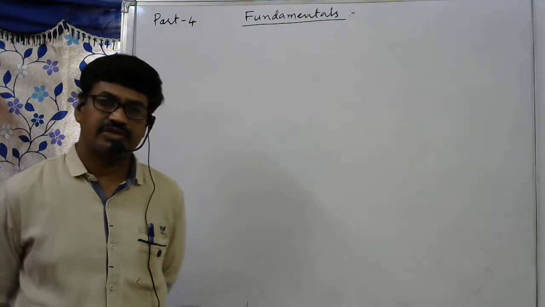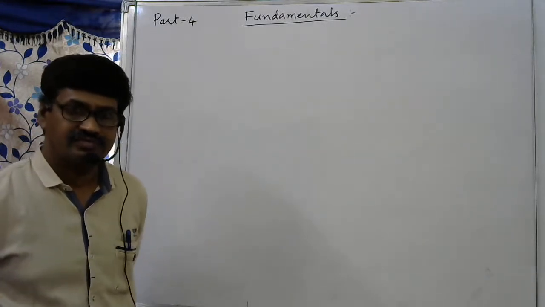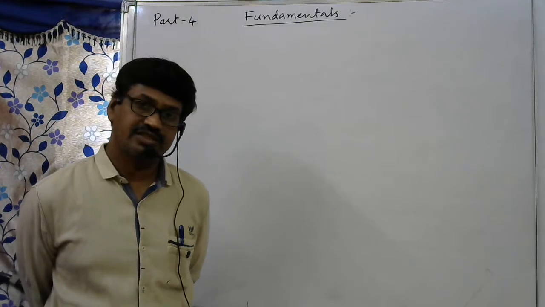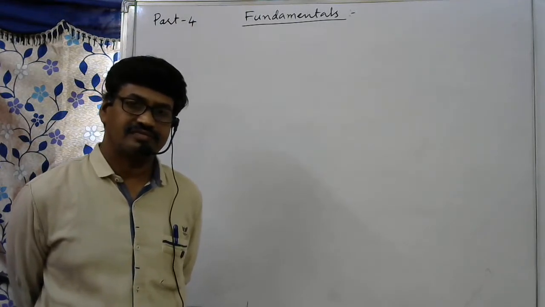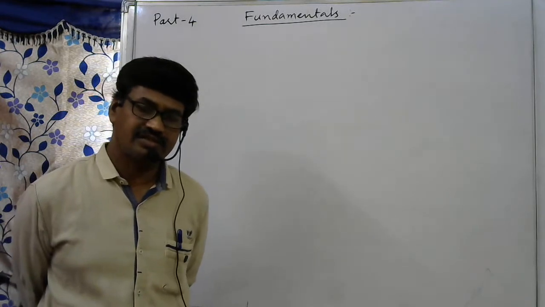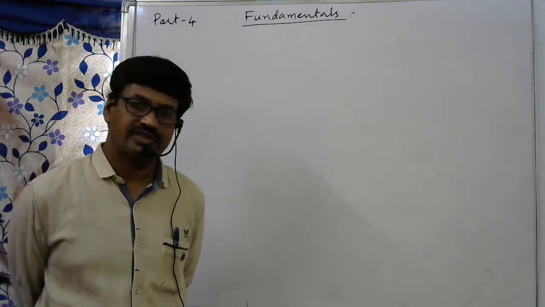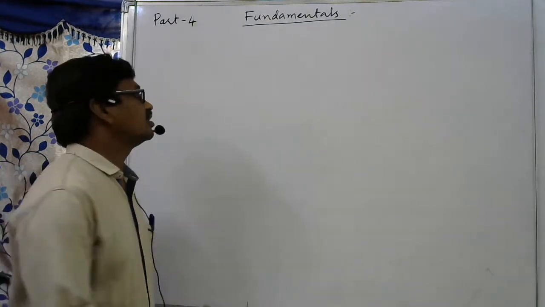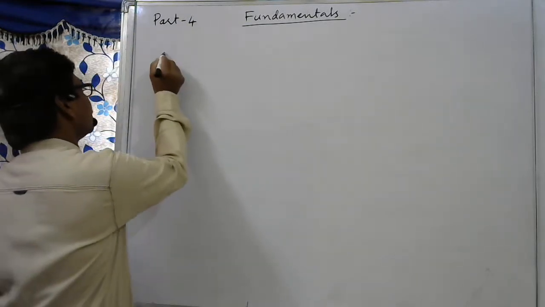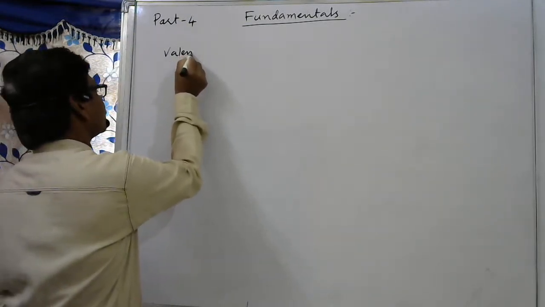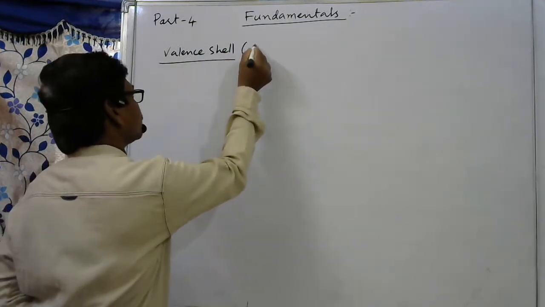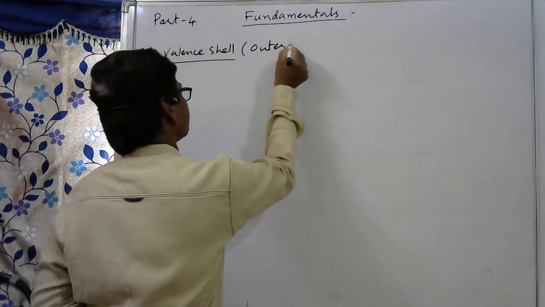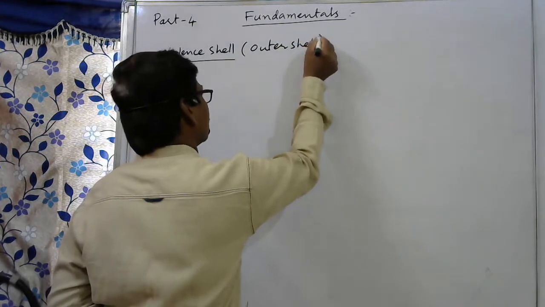Today we'll discuss what is the valency shell, the penultimate shell, the anti-penultimate shell, and about electron configurations. Valency shell means simply we can say the outer shell. Valency shell means it is the outer shell.